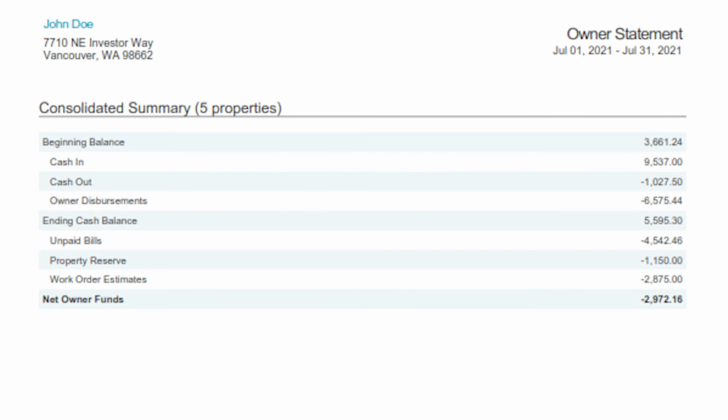If you own more than one property, you will receive a consolidated summary. This will be the first report in your financial packet and is a combined view of the activity at all your properties. It covers the same metrics as the property cash summary: beginning balance, cash in, cash out, owner disbursements, ending cash balance, unpaid bills, property reserve, work order estimates, and the net owner funds. This report is a great place to see the financial position for your whole portfolio.